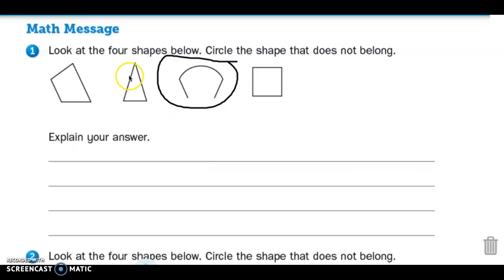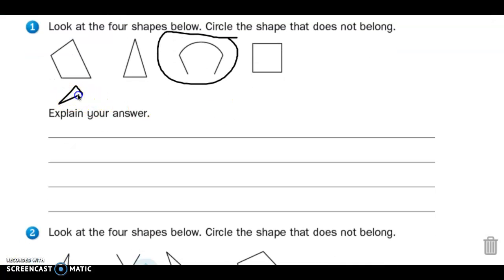Oh, you know what? We could say all of these shapes were closed and the one we circled was not. Look at this big hole right here. This shape is not closed. We could have some other responses. So they have no openings. This shape has a little bit of a circle, or a curved side, I should say. Explain your answer. Why do you think it's different?